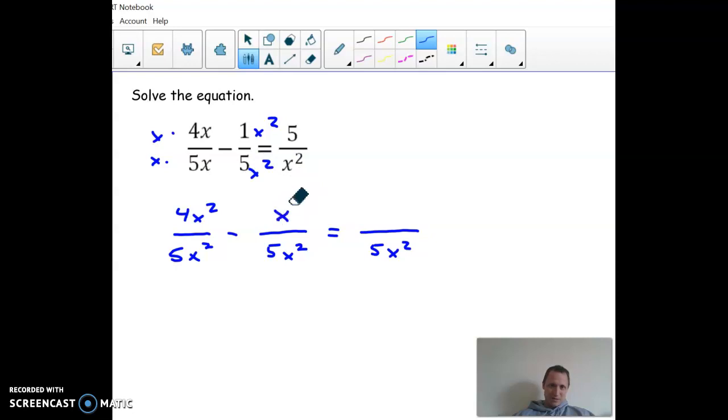So I'm going to have x squared up top. And then this one is just missing the 5. It's already got the x squared, but it's missing the 5. So we're going to have 25 there.